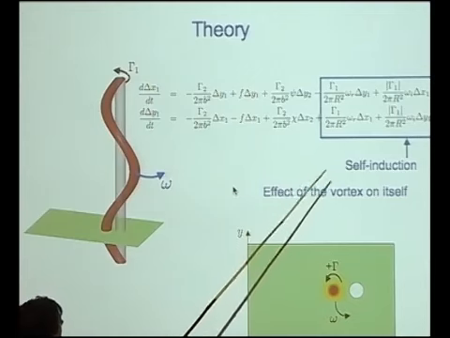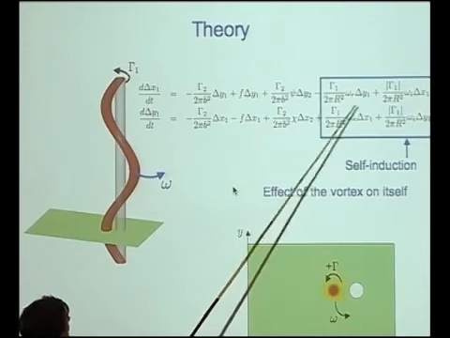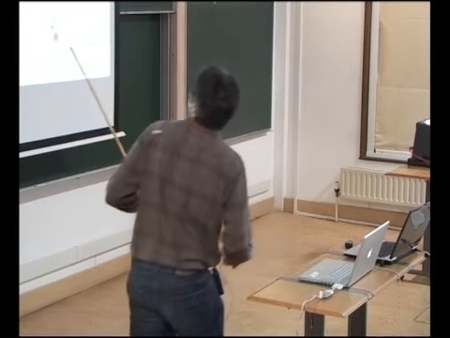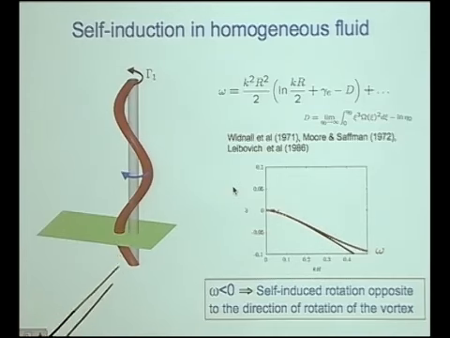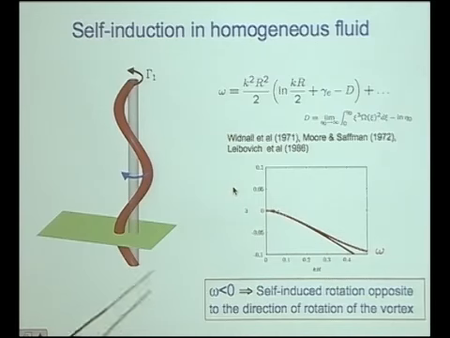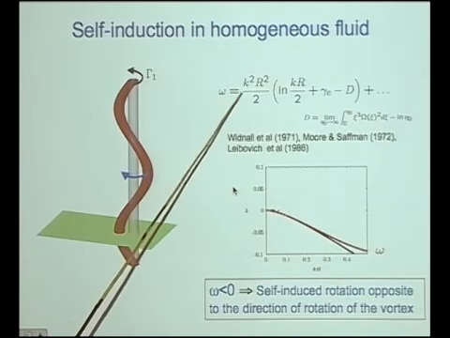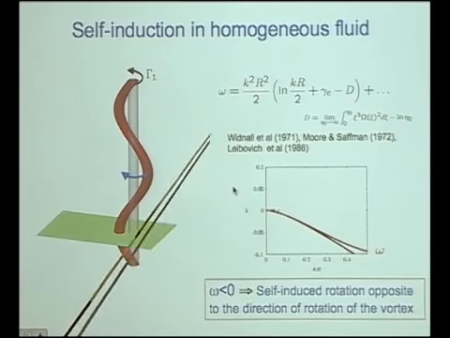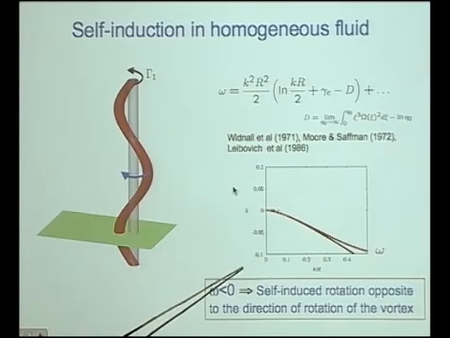So in this equation, there are three different physical effects, and I am going to present them now. The first one is a self-induction effect, which is described by these terms, and this is the effect of the vortex on itself. So when the vortex is bent like that, the bending deformation starts to rotate at angular velocity omega.